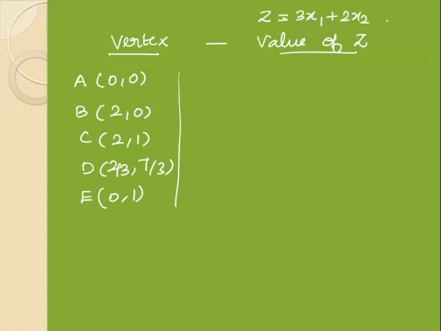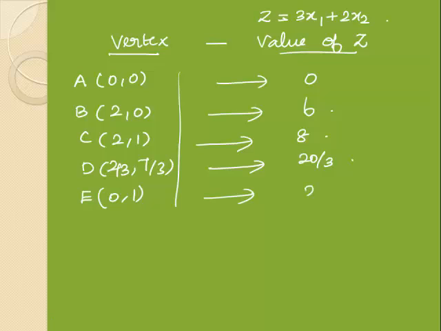For A, 0 comma 0, the value of Z is 3 into 0 plus 2 into 0, which will be 0. For the point B, 2 comma 0, the value of Z will be 3 into 2 plus 2 into 0, which will be 6. For point C, the value of Z will be 8, and for point D, the value is 20 by 3, and for the E point, the value of Z will be 2.